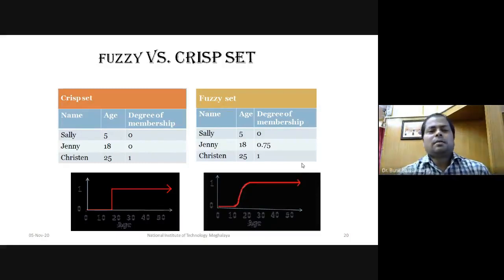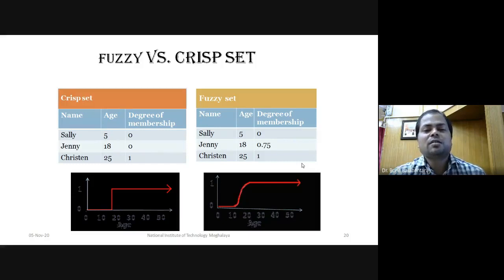Now, let us have a particular example. Here, the name of the person and the age are recorded, along with the degree of membership. Here it is young or not young, right? So in case of crisp set theory, suppose I have a restriction: any man between the ages of 20 to 40, I consider a young man. In that case, in crisp set theory, suppose Sally is a person with age 5, Jenny 18, Kristen 25. The degree of membership here, according to my constraint, I consider Kristen is the only one young, so the membership is 1, and all others are not young, so the membership I consider to be 0.